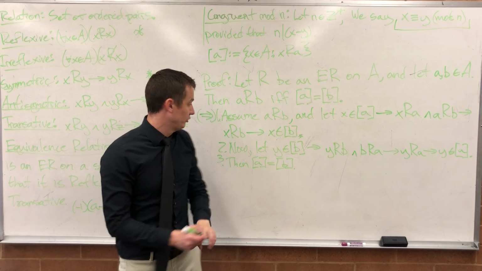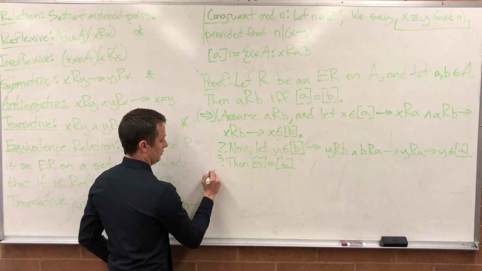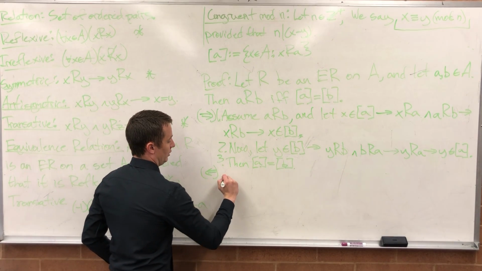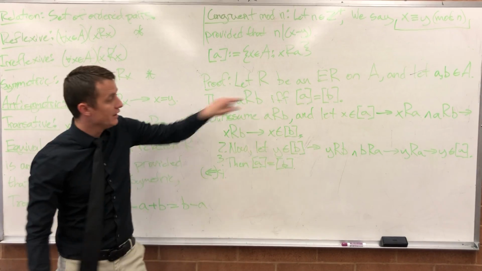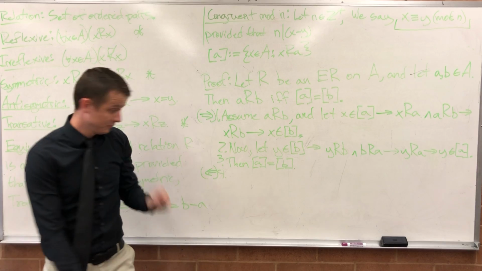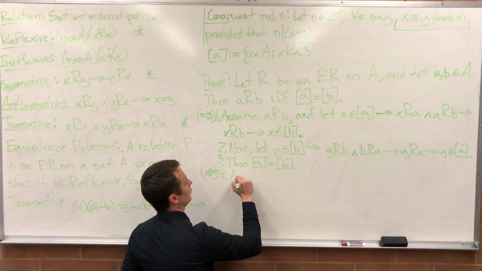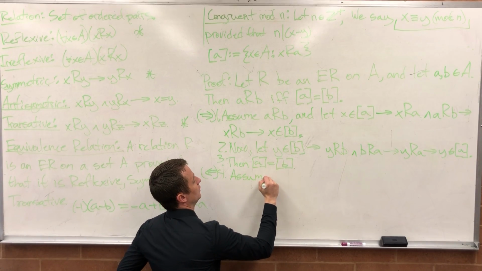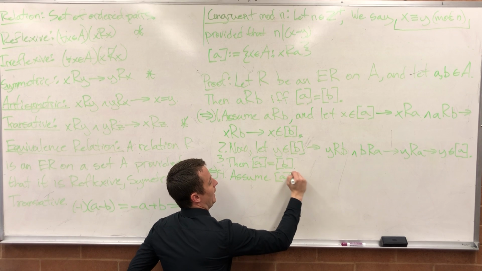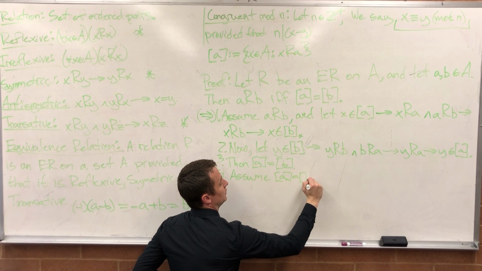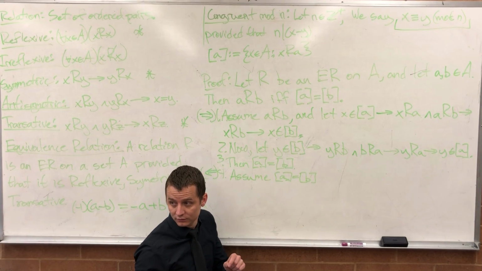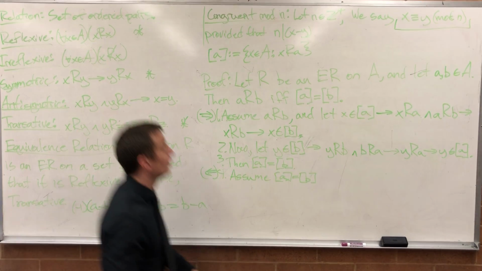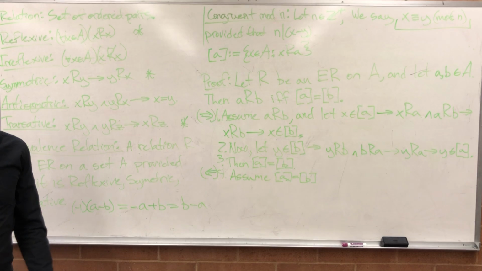So we've shown the first direction. Now we need to do the other direction. We need to show that if their equivalence classes are equal, then they're related to each other. So down here we assume that the equivalence class of A is equal to the equivalence class of B. Now we need to show that A is related to B.